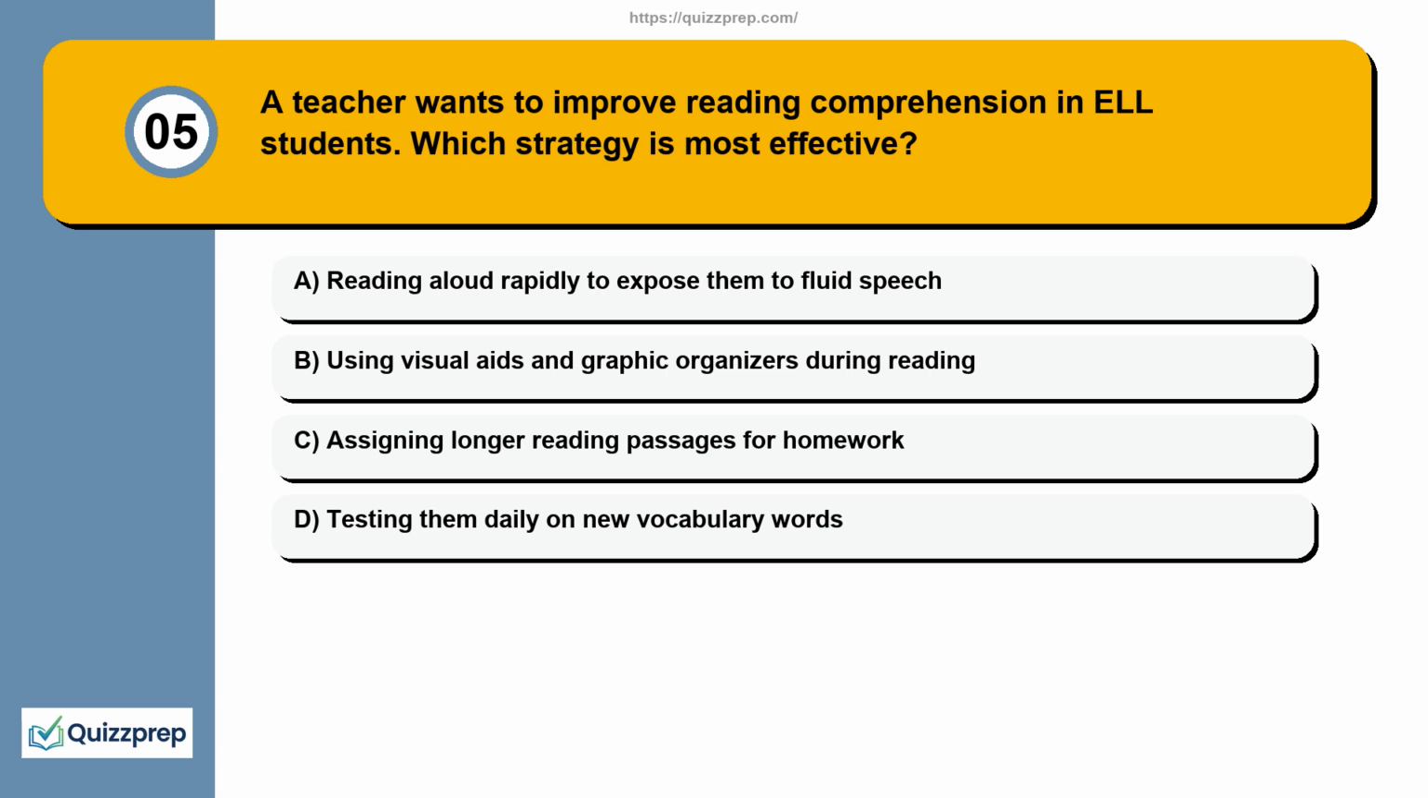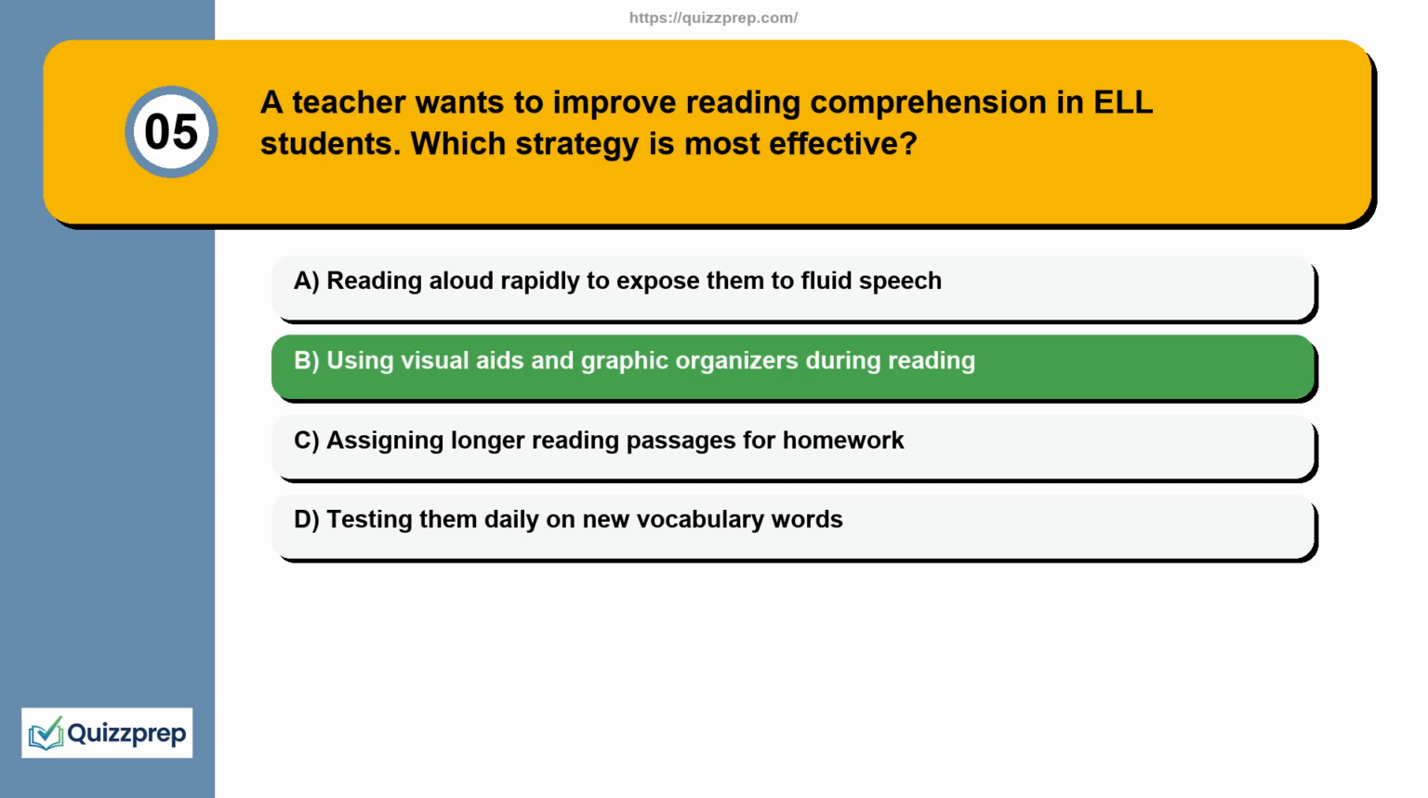Question 5. A teacher wants to improve reading comprehension in EL students. Which strategy is most effective? Here are your options. Option A. Reading aloud rapidly to expose them to fluid speech. Option B. Using visual aids and graphic organizers during reading. Option C. Assigning longer reading passages for homework. Option D. Testing them daily on new vocabulary words. The correct answer is option B.